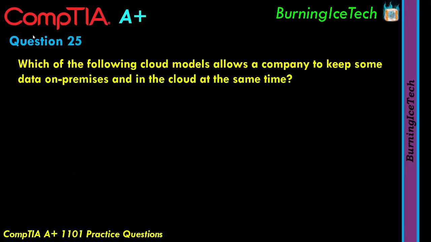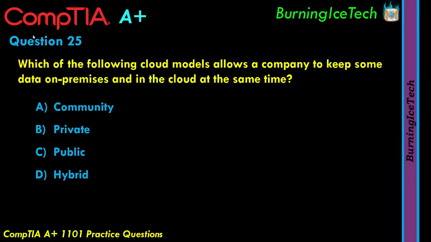Question 25. Which of the following cloud models allows a company to keep some data on premises and in the cloud at the same time? Community? No. That does not exist, first of all, so you can just completely ignore A. That doesn't even exist. B, C, and D, I can confirm, those are cloud models that do, in fact, exist.